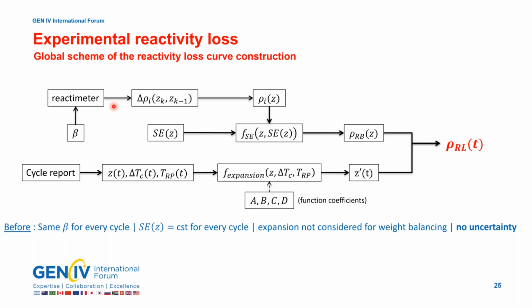So we have every part of the global scheme, from the individual control rod worth to the reactivity loss curve. But this methodology suffered from some limitations. For example, the input data for the reactimeter, so the delayed neutron fraction, was considered constant and the same for every cycle. The shadow effect coefficient was also considered constant for every cycle. And thermal expansion was not considered for weight balancing. That means that those two axial positions were not corrected during weight balancing. And the most important point is that no uncertainty was given with this value.